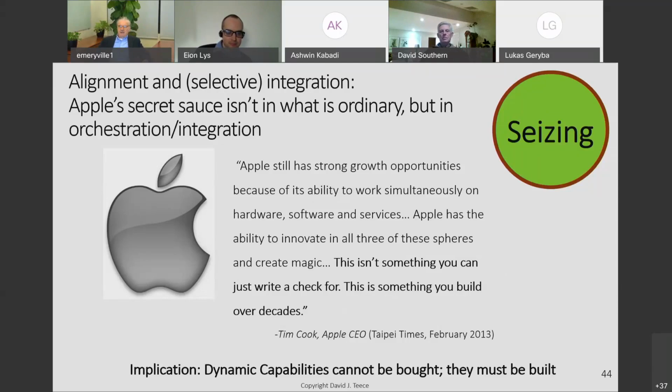Back then in 2013, here's Tim Cook. Apple still has strong growth opportunities because of its ability to work simultaneously on hardware, software, and services. Apple has the ability to innovate in all three of these spheres and create magic. When you use the word magic, that means there's something enigmatic. It means you can't explain what's going on here.